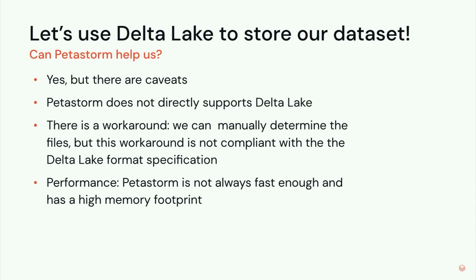Another problem is that it's not compliant with the Delta specification, because Delta has a bunch of features, for example, deletion vectors, and we might get some other features in future, which will make this whole thing completely obsolete. And another issue with Petastorm is that it's quite slow. At first, it's really memory hungry. It requires a lot of memory, and it does a lot of things, like it writes the data to cache, and at the end of the day, the whole training process with Petastorm can be quite slow.